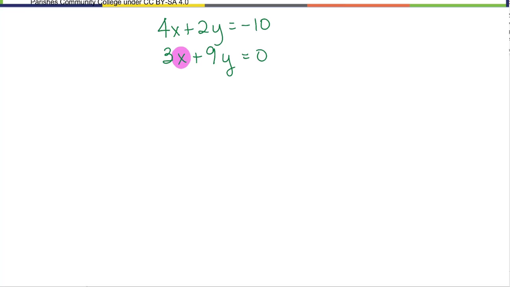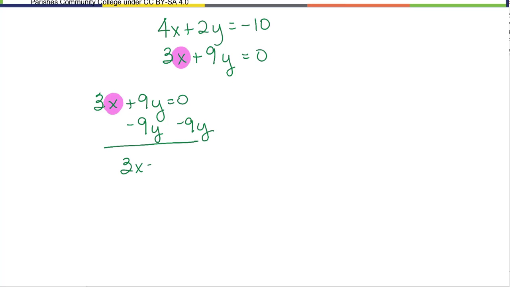Okay. Now you can choose any of the variables you want to. I'm going to choose this x, and I get 3x plus 9y equals 0. Again, I'm solving for x, so I'm going to subtract 9y on both sides, and I get 3x equals negative 9y. Now again, keep in mind what we're doing. We're trying to solve for x, so now I'm going to divide both sides by 3. And I get x equals negative 3y.